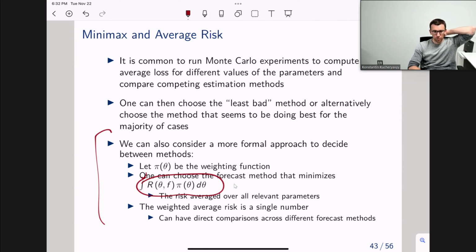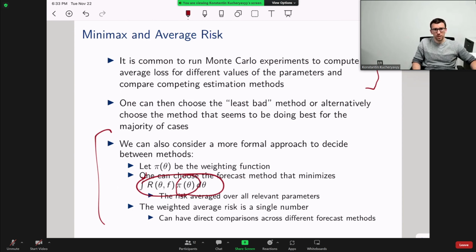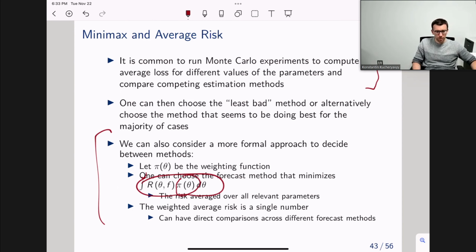Another approach would be, if we are reluctant to come up with some weighting scheme, some people sometimes do some Monte Carlo simulations to calculate average loss for different values of parameters and compare different competing forecasting models. And then you can choose the least bad approach. So this is an alternative.